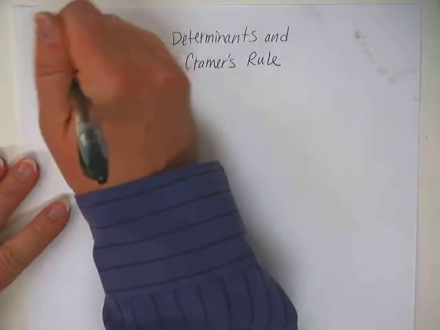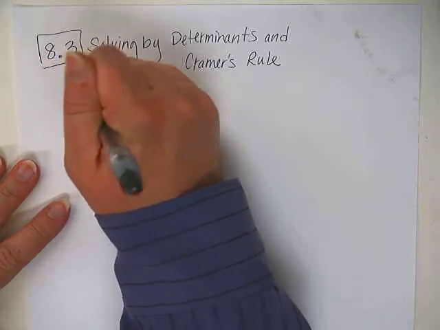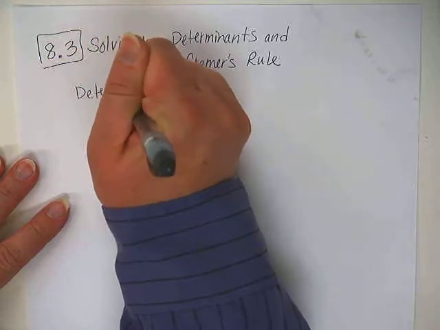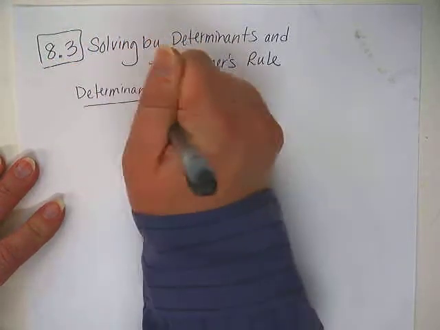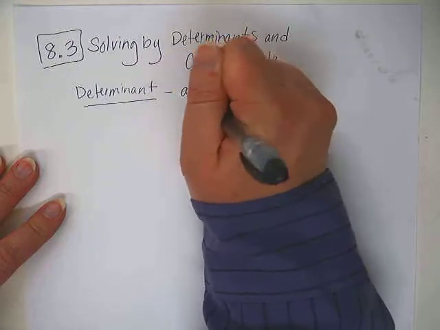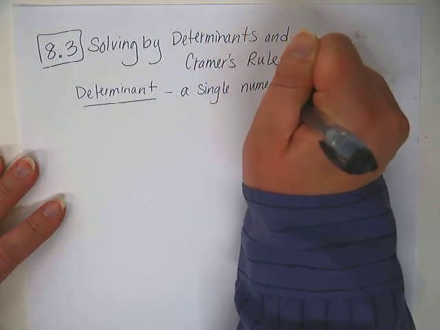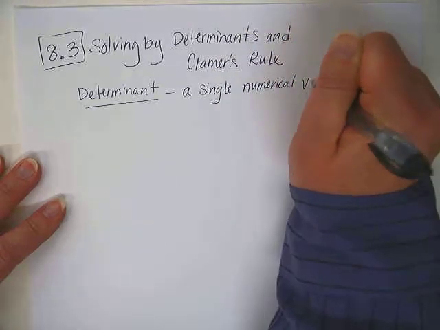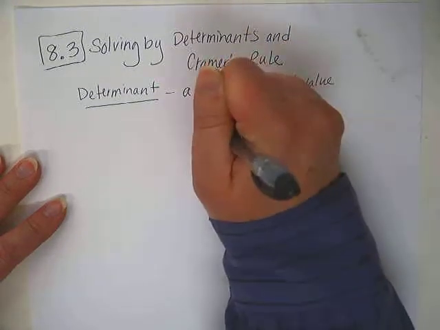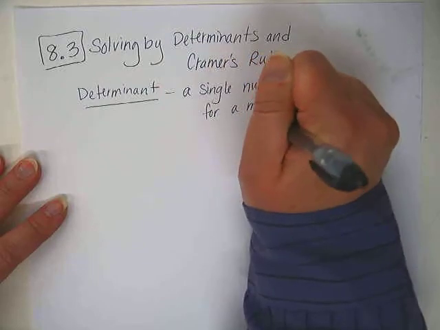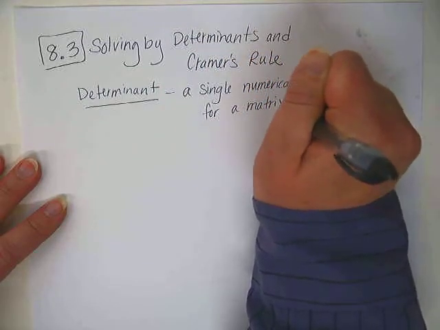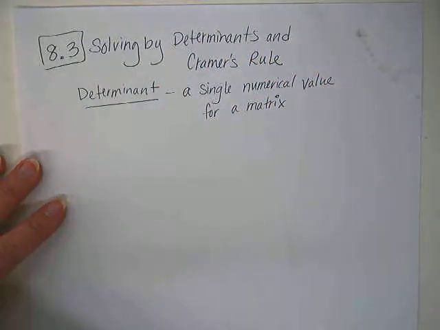Well, we need to learn what a determinant is. A determinant is a single numerical value for a matrix. How many numbers are in a matrix?